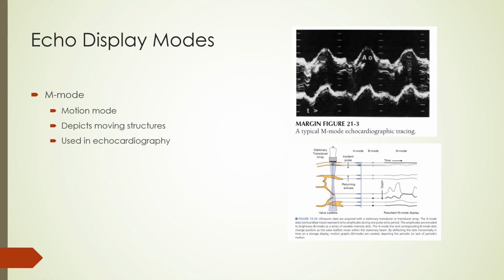M mode presentation of ultrasound images is designed specifically to show moving structures. The most frequent application of M mode scanning is echocardiography, where the motion of various interfaces in the heart are shown graphically on a cathode ray tube or a chart recording. In modern systems, the images are digitized and displayed on a digital monitor.